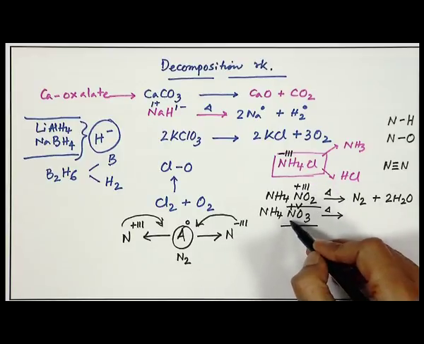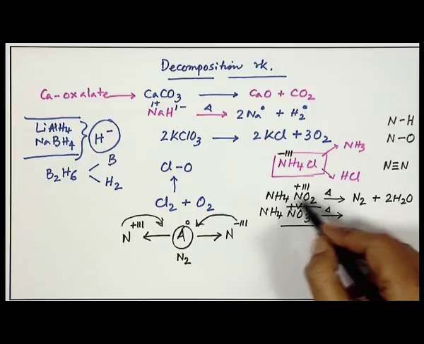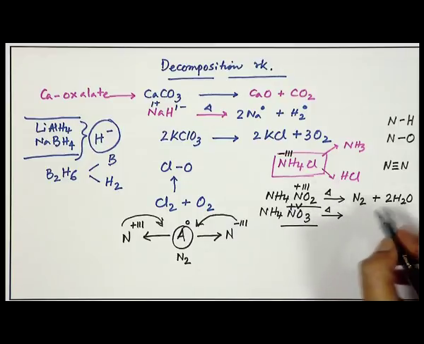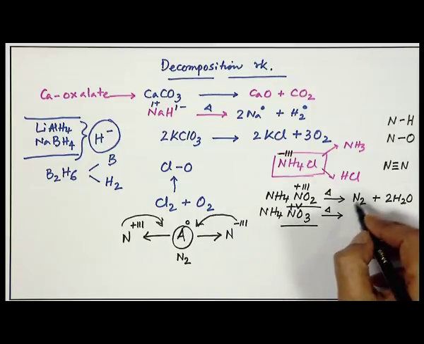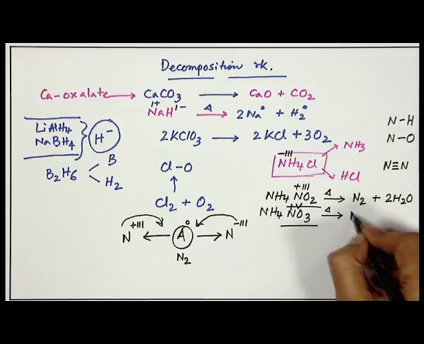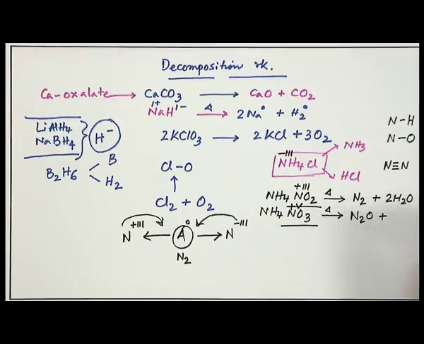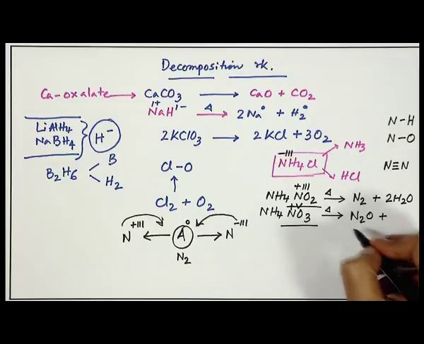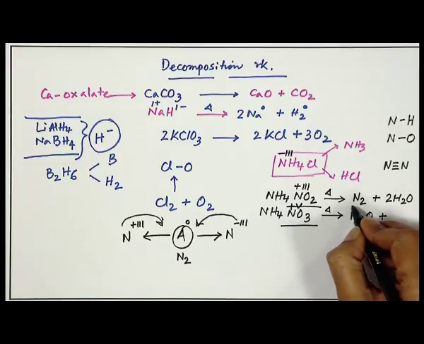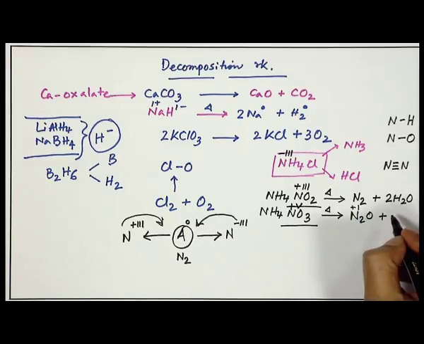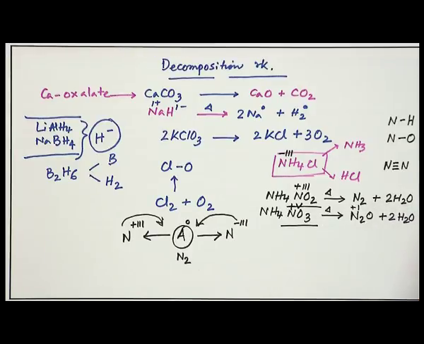because in ammonium nitrate, the nitrogen on the right hand side, on the anion, is in the higher oxidation state of +5. It will not be allowed to go down to the N2 state, but it will give an interesting molecule, nitrogen in the lower oxidation state of +1. So, this will be nitrous oxide, N2O, with 2 molecules of water. That is how we get this particular product.